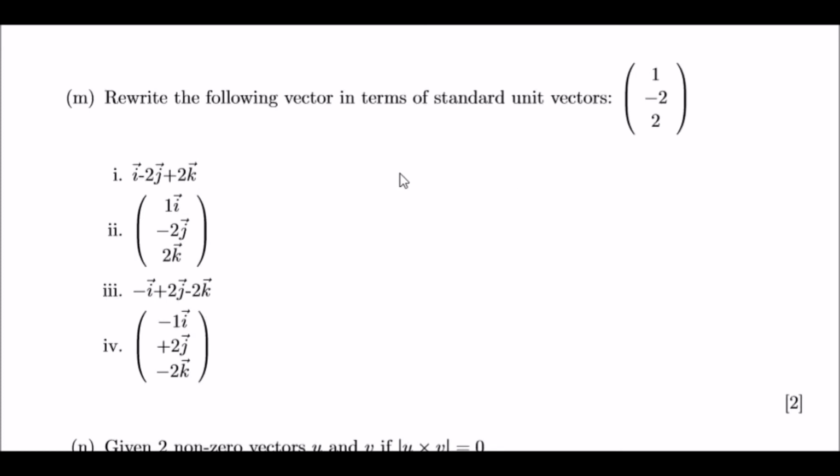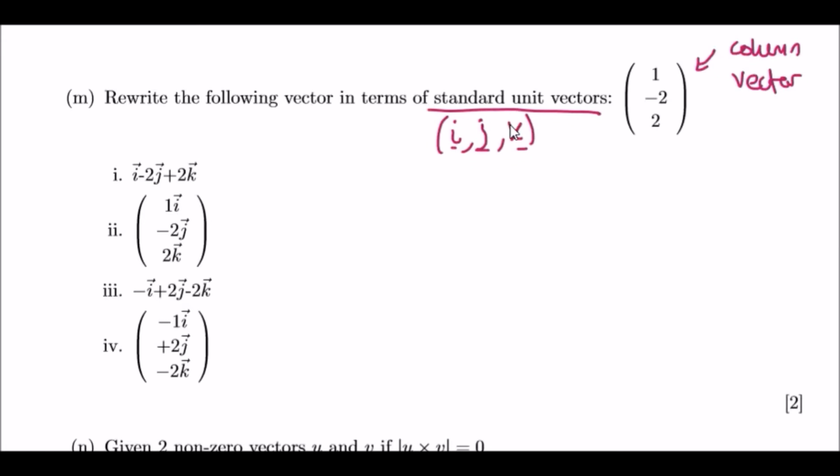Okay, let's move on. So question M. Rewrite the following vector in terms of standard unit vectors. So we've got 1, minus 2, 2. Just to let you know, this is known as a column vector. Standard unit vectors are in terms of i, j, and k. So a bit like x, y, z, but for vectors we use i, j, k. And yeah, so we just need to know what this is.